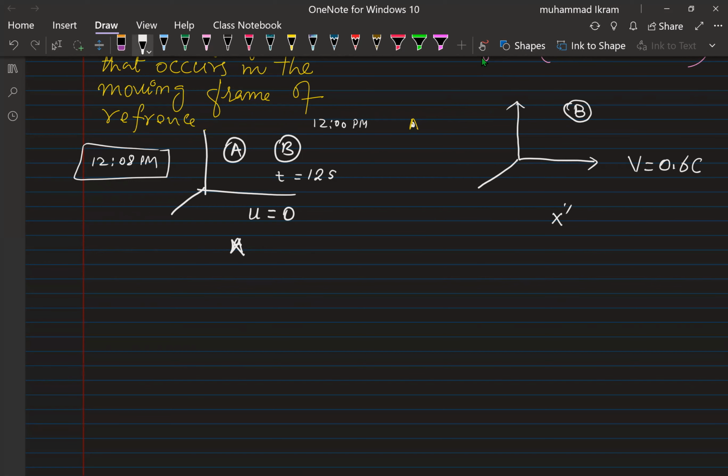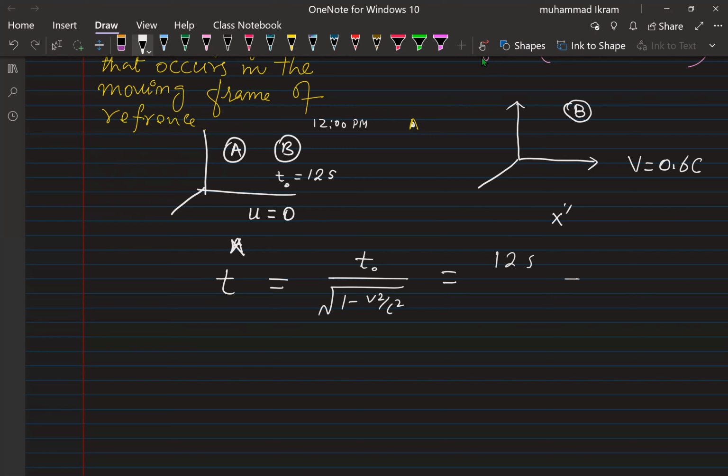Now let us suppose the time for an event in the rest frame is 12 seconds. When the clock B returns and measures an event in the moving frame of reference, how much will it take if somebody measures it by some experimental arrangement? So this T will be equal to T naught, times the formula with 1 minus v square by c square. Here T naught is 12 seconds, and v is 0.6 c, so c will get cancelled, and you will have this equation.